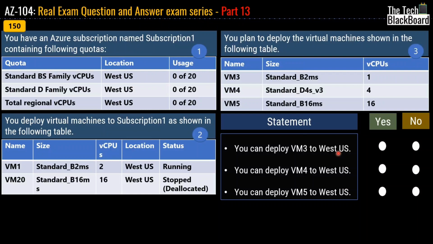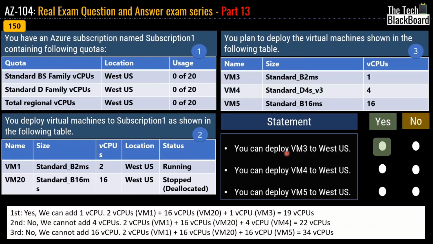Okay, so now let's see the answer to the first statement, and side by side I will explain the reasoning of each answer. The answer for the first statement is yes. Here you can see that we have to deploy virtual machine 3 to the location West US. Now let's go to virtual machine 3. This is the size, and we can see the vCPUs for virtual machine 3 is 1.